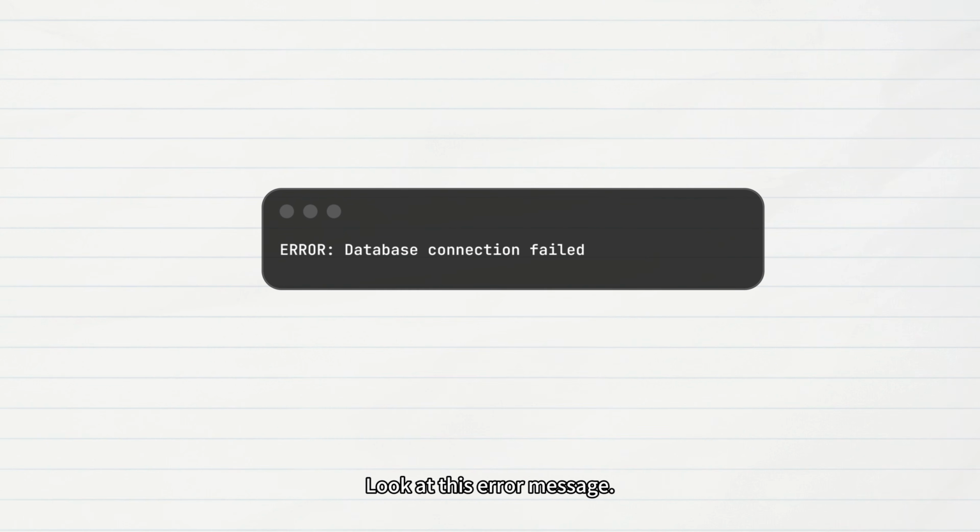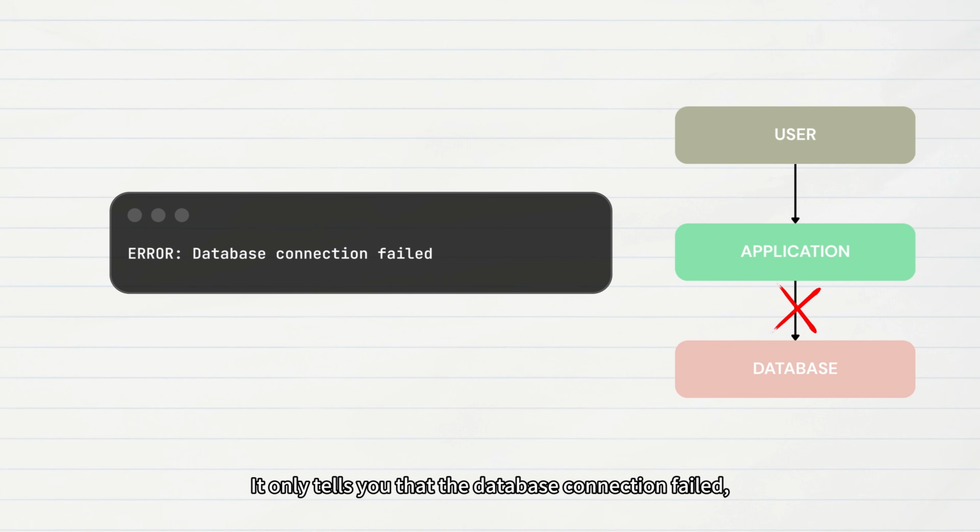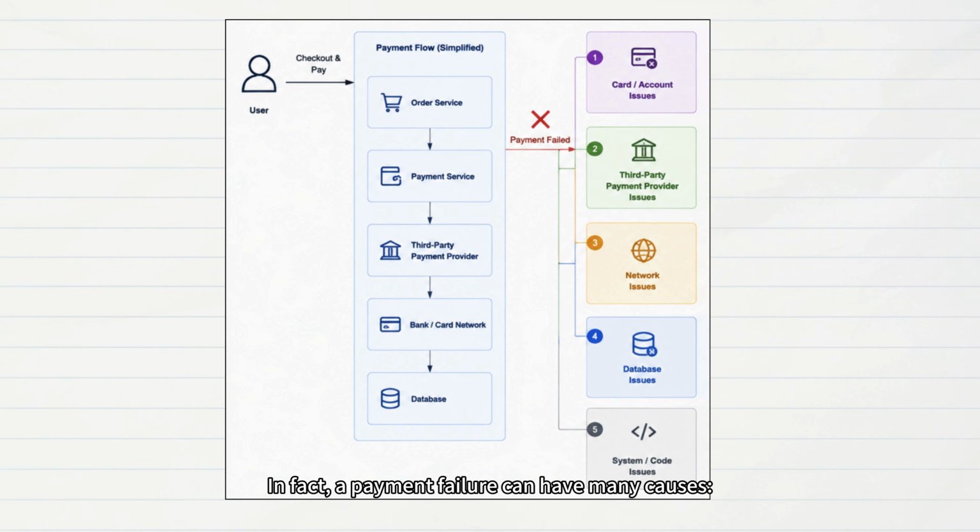Look at this error message. What use is this sentence? It only tells you that the database connection failed, but it doesn't tell you which user, which request, which server, when did it happen, what happened before. In fact, a payment failure can have many causes. It could be that the bank card was declined. It could be that the third-party payment service is abnormal. It could be a network timeout. It could also be a database write failure. This log line only tells you the outcome is bad, but it doesn't tell you why it is bad.